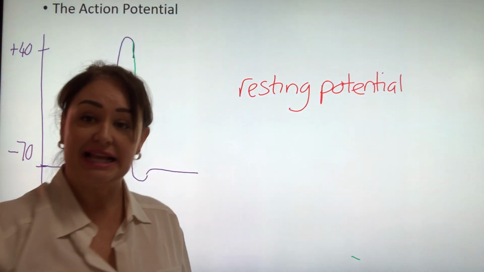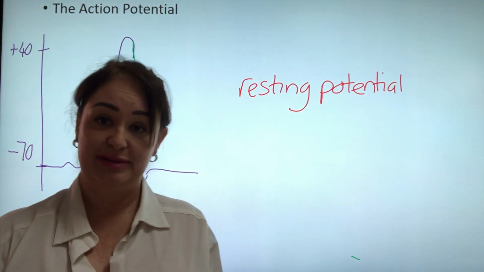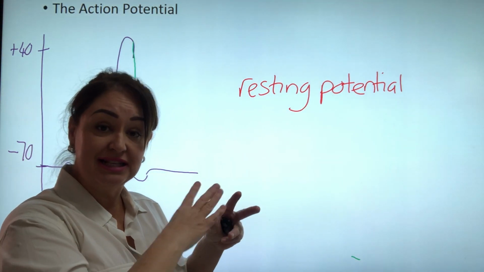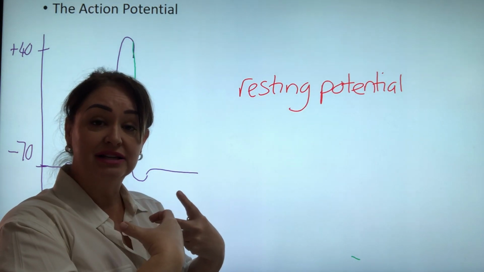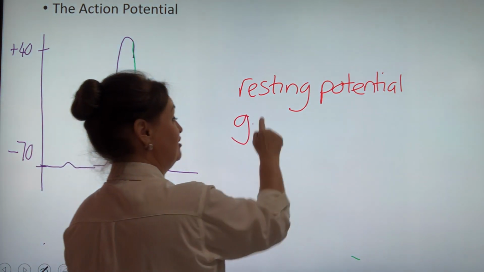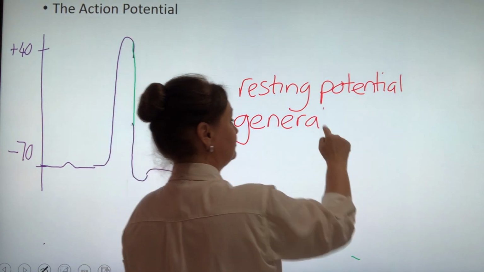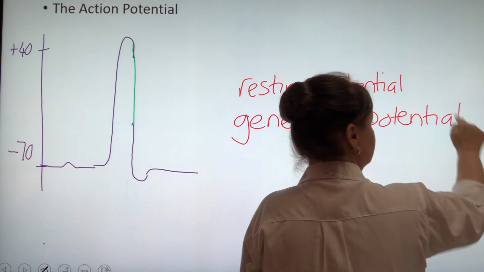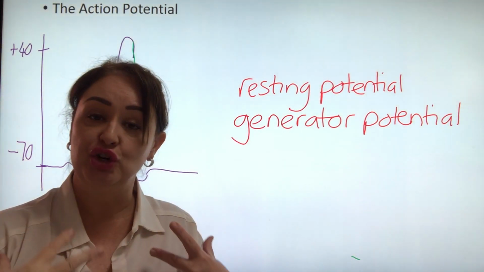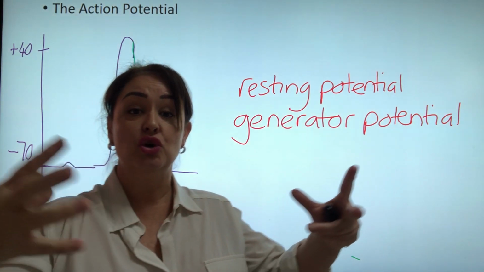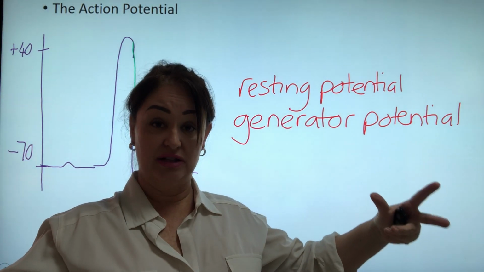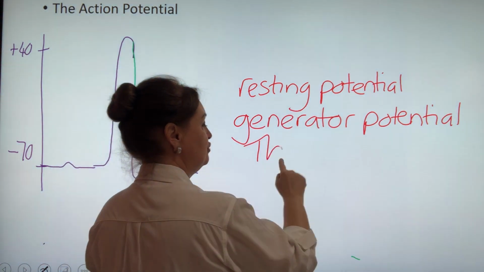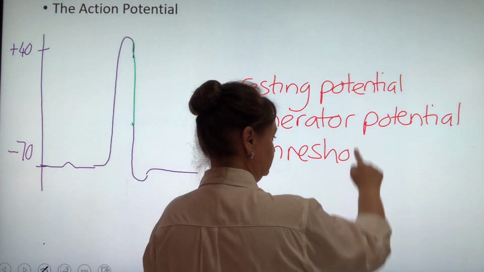The next thing we need to think about is our generator potential. Our generator potential is the distortion of the membrane in this example, where the sodium ions come in. Is the generator potential big enough to reach threshold? In other words, is there enough sodium ions coming in to tell those other sodium ion channels to open? If it is big enough, we reach threshold.